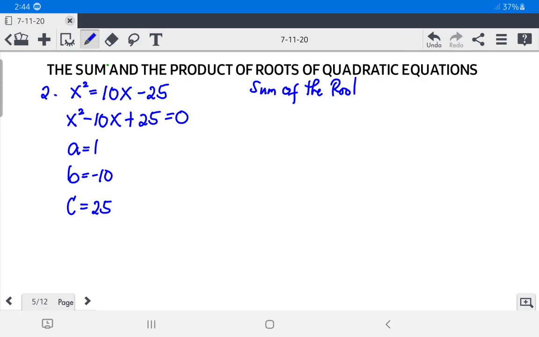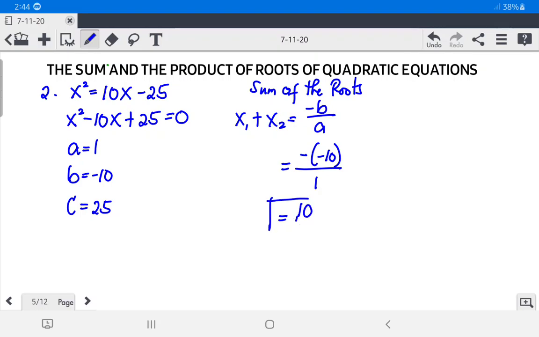Okay? So, for the sum of the roots, we have x of 1 plus x of 2. So, we have negative b over a. So, negative of negative 10 over 1. So, we have negative 1 times negative 10. That is positive 10 divided by 1. So, we have 10. That's 10.